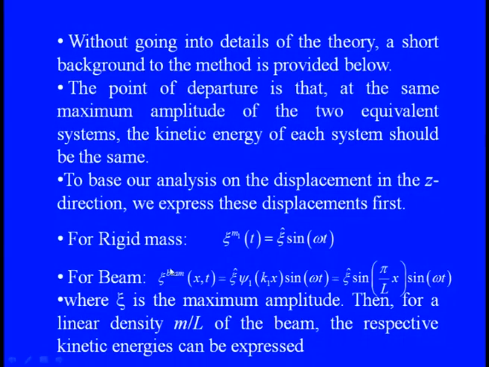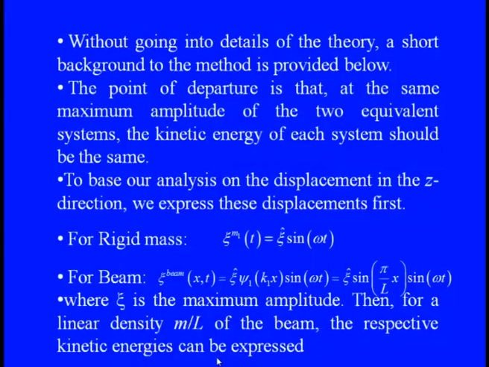So we can say that for the beam, the displacement of the beam, epsilon beam of x comma t, comes together with the mode shape. So we have epsilon, which is the amplitude, into psi 1 of k1 x and then sine of omega t. So we can say it is epsilon into sine pi x by L into sine omega t. We know that epsilon is the maximum amplitude, and for the linear density m by L, because the homogeneous and isotropic properties are being considered, there is no change in the mass configuration in the entire bogie.